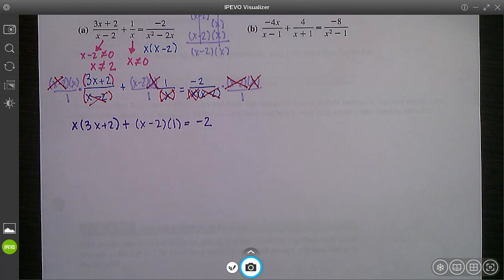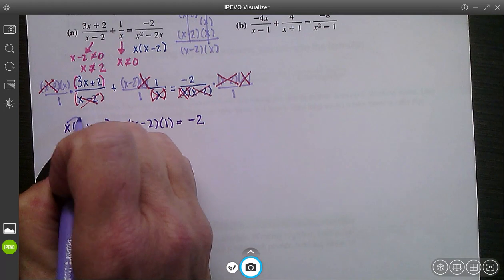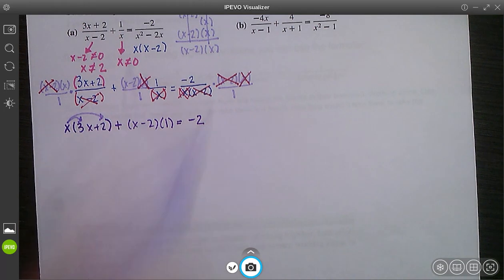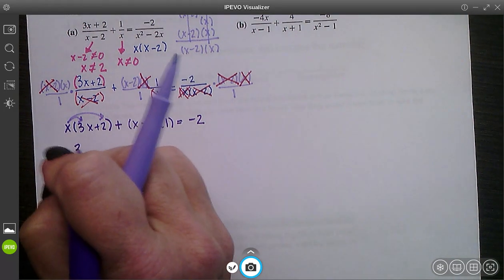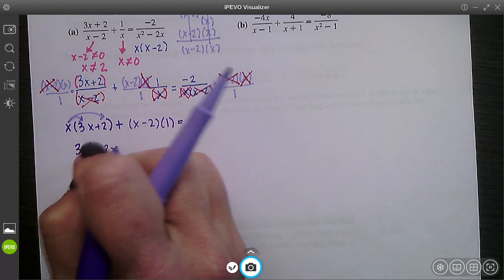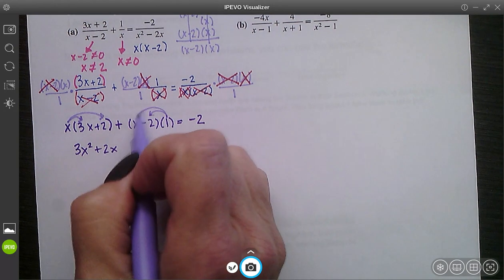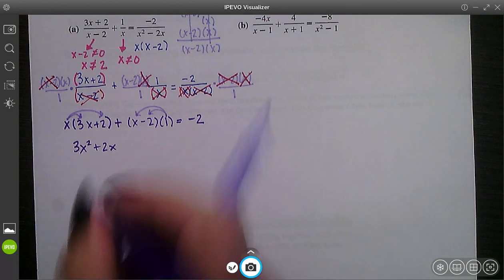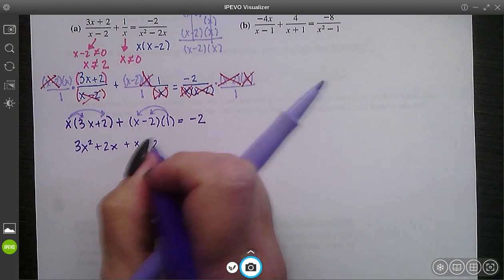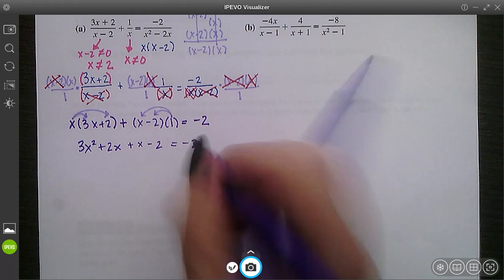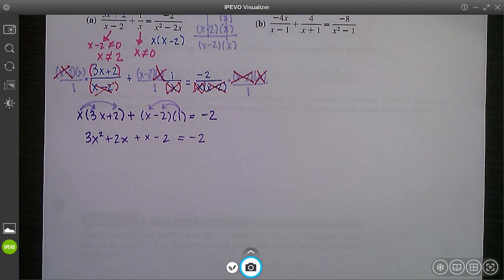My next job is just to solve this equation. So I'm going to start by going ahead and distributing this x into these parentheses. So I get 3x squared plus 2x. I guess distribute the 1 here, but that's still just going to give you plus x minus 2, and then equals negative 2. So this gives us a quadratic equation.